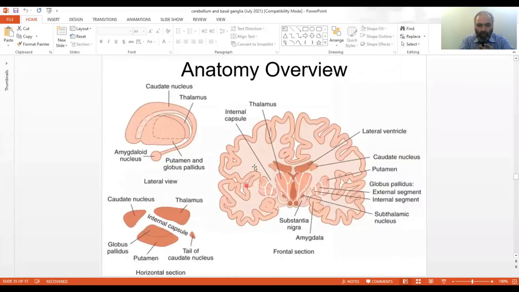So this diagram is from Gnome. It's pretty descriptive. I like this. It's simple as well. It can actually be made if you want to make it in physiology, not in anatomy. Anatomy requires more detail. So this is the first diagram. It gives you the lateral view. This is the caudate nucleus.